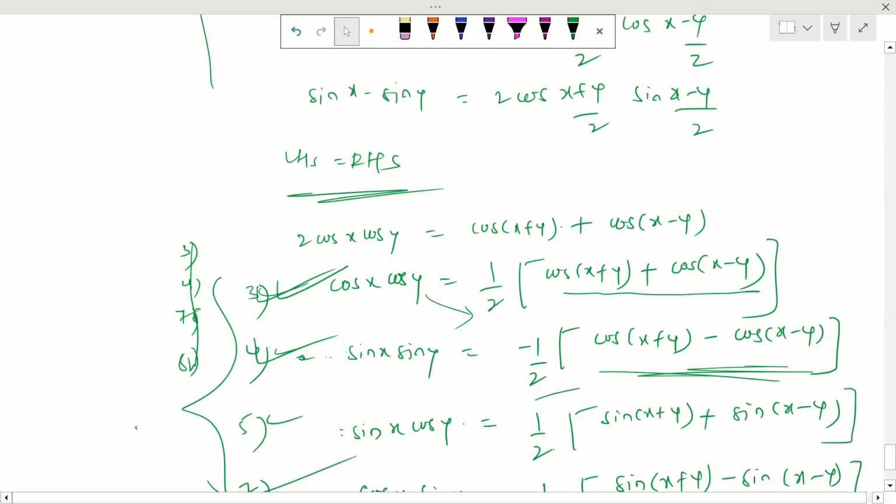Now we have completed all the expressions. In the next class, we'll discuss solving examples based on these expressions, and also we'll be solving exercise 3.2.